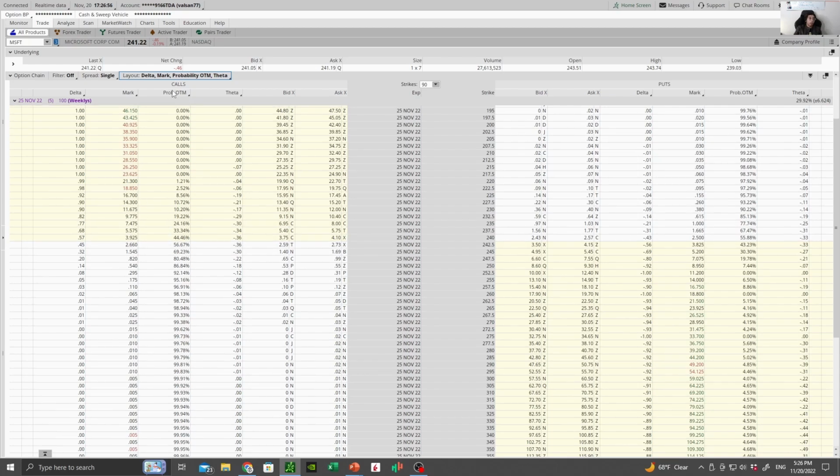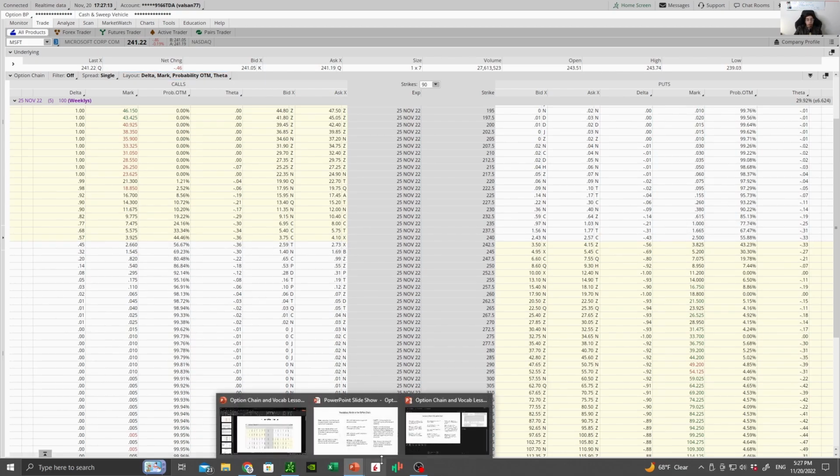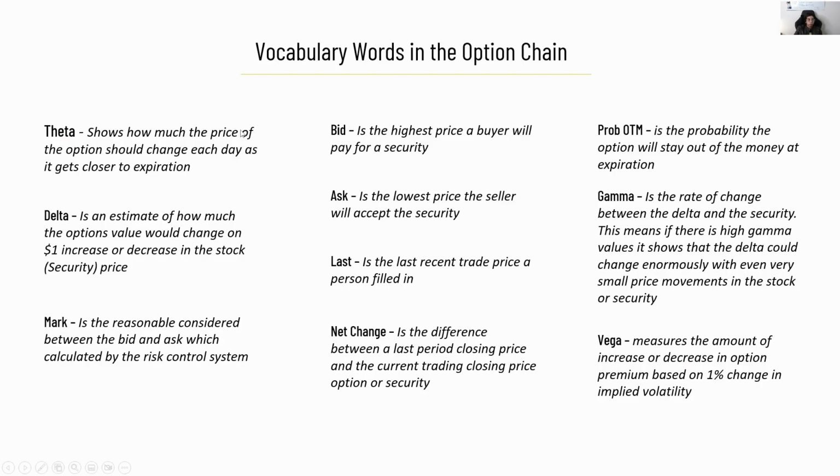Same is to be said if the stock went down, because I'm buying a call, this option contract would now be costing 32 cents less. It would be about $122 now because it's 154. So that's delta. That's very important to understand.